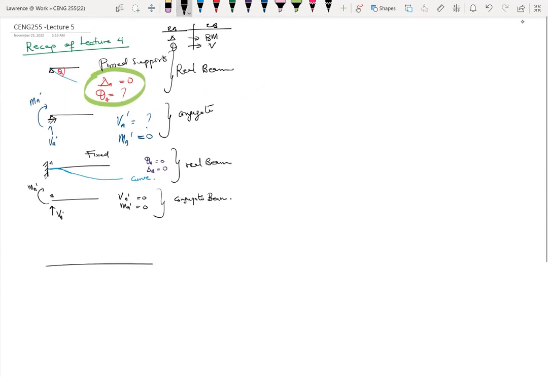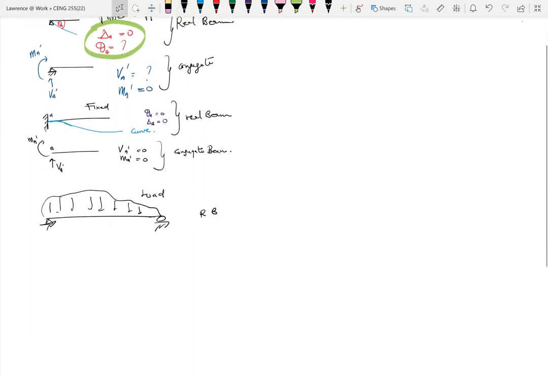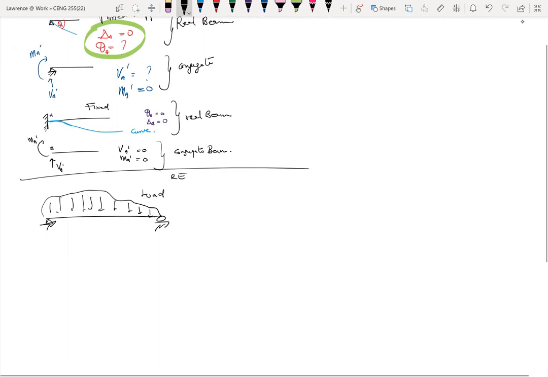So let's say we have a beam. This is a real beam. Then we had its load, whatever the loads might be. You also have its support conditions and all that. So this is a load. Then from the load, this becomes our bending moment diagram. So this is for the real beam.